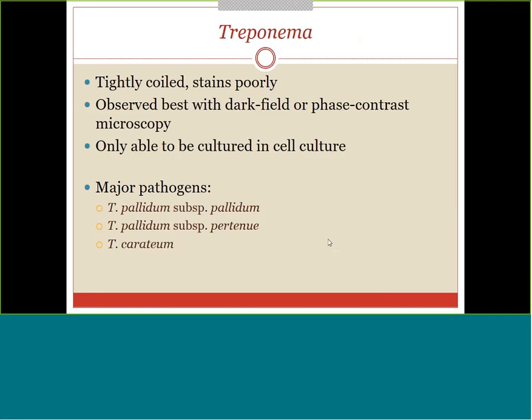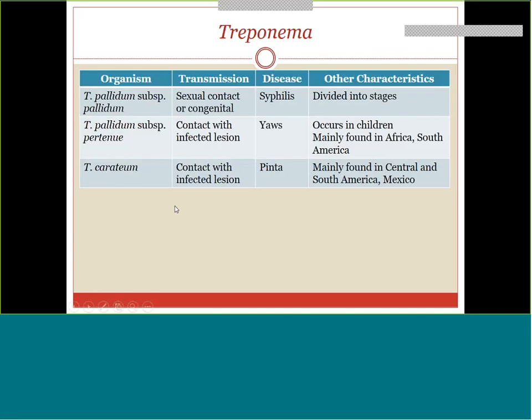The major pathogens within Treponema are Treponema pallidum, Treponema pallidum pertenue, and Treponema carateum. Treponema pallidum is the one that we should be familiar with, and that's the cause of syphilis. So if we go here to our nice little chart, it gives us exactly what each one causes. As I said before, the first one, Treponema pallidum, is syphilis. So of course this is an STD. It's passed through sexual contact, or it's passed from mother to fetus, congenital.